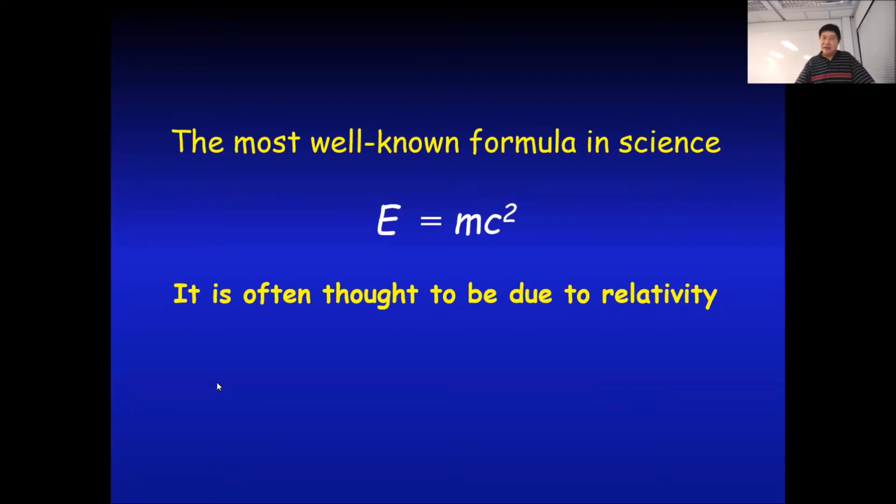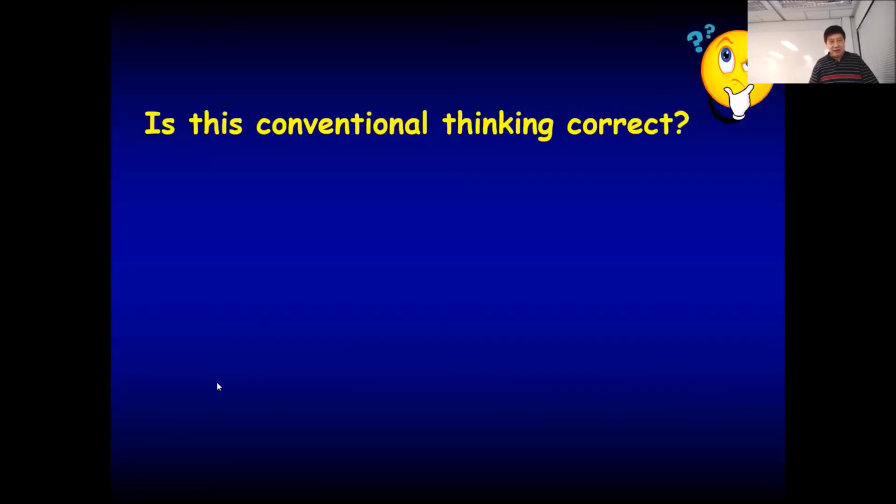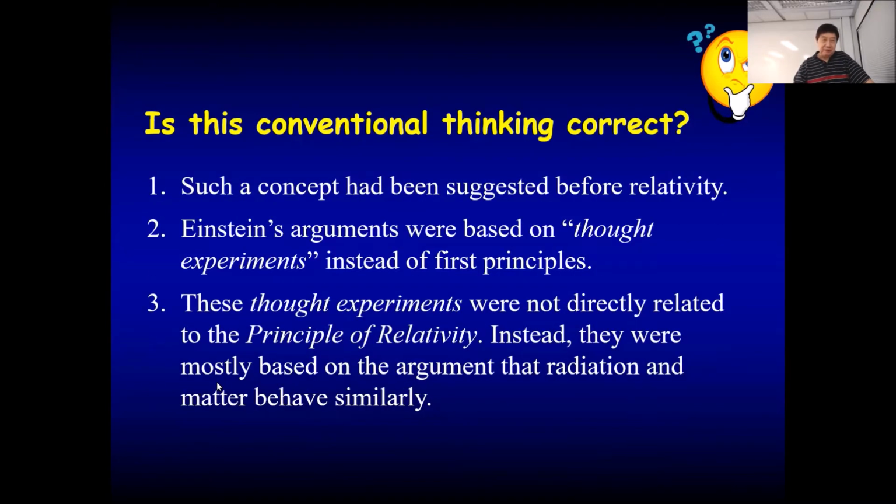The formula E equals mc squared is often thought to be due to relativity. But is this conventional thinking really correct? What is the reason that makes us question this conventional thinking? Well, there are at least three reasons.